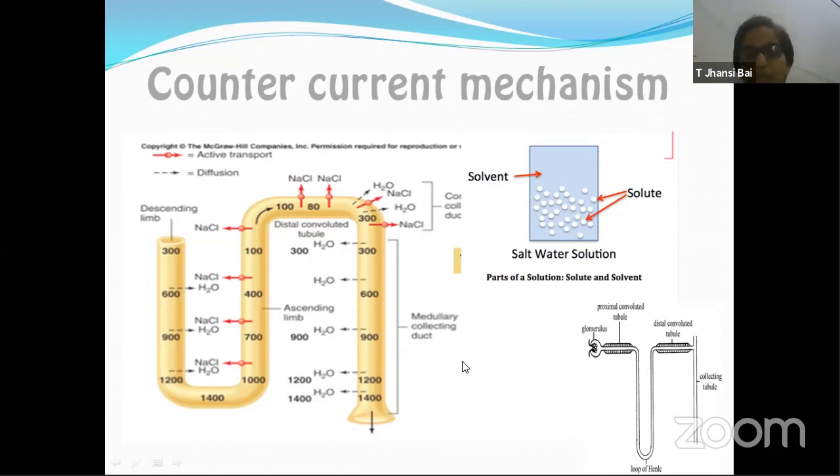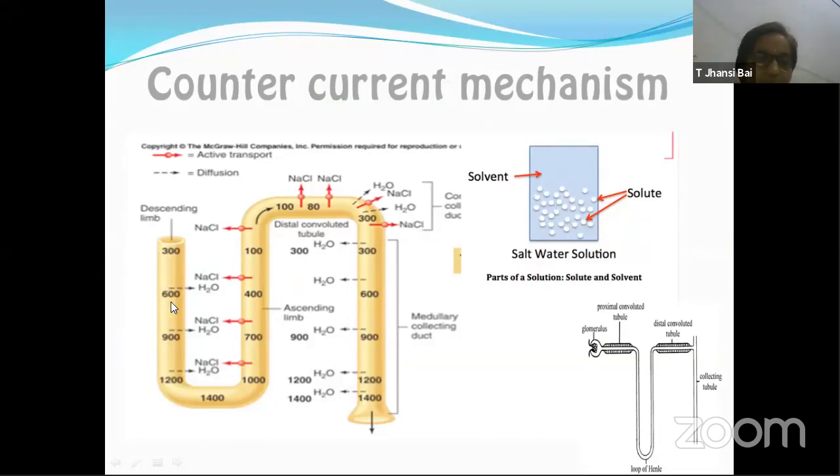So this is the countercurrent mechanism. Let me very quickly come to this particular picture. Dear students, this is solvent. Solvent means any fluid, any liquid into which you take some solute particles and dissolve them. Here, if it is a salt water solution, salt is the solute. If I remove all these water molecules, we find that the solute salt particles are more in number.